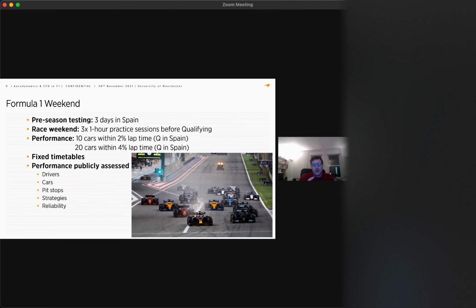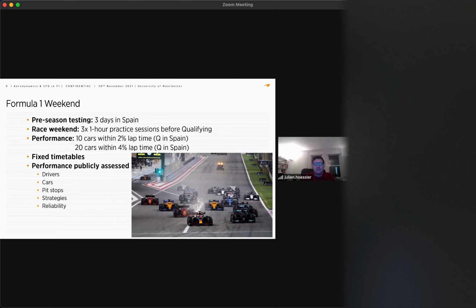In terms of performance, the gap is fairly small. So we have 10 cars within 2% of the lap time and 20 cars within 4%. So that's the kind of envelope we're talking about. We also have fixed timetables, and there's nowhere to hide, right? The performance is publicly assessed 20 times a year. If the car is not good enough, everybody sees it straight away, right?